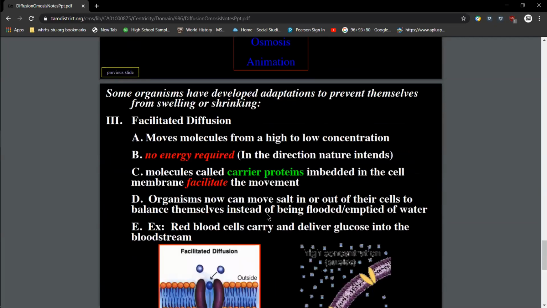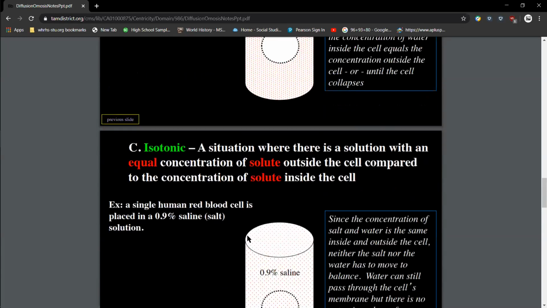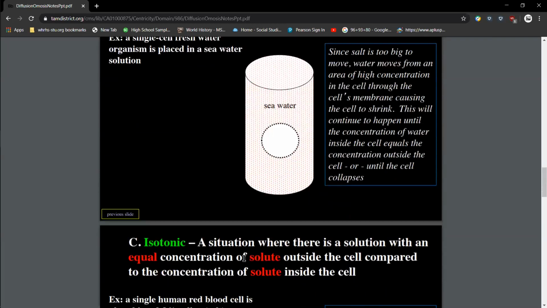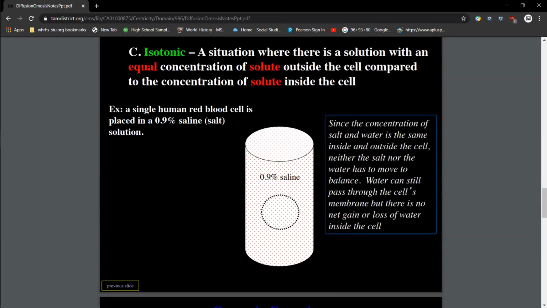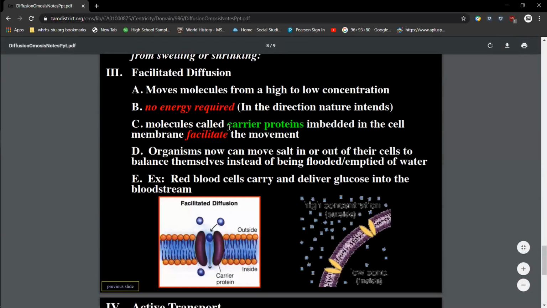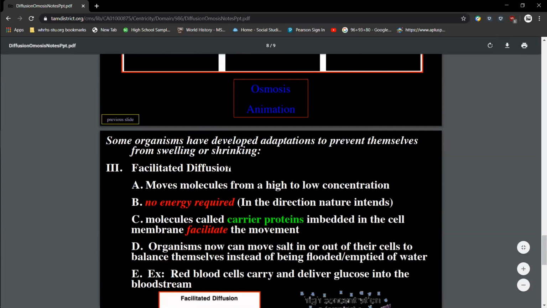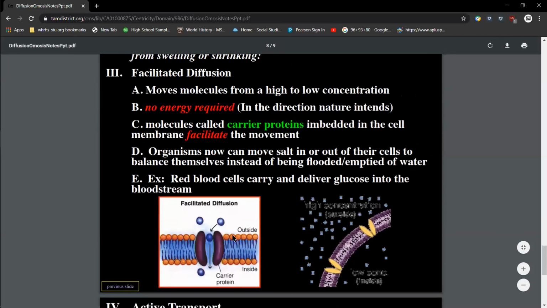Okay, so now let's talk about something called facilitated diffusion. Remember, isotonic, hypertonic, and hypotonic solutions all involve the movement of water, which is osmosis, and they didn't require energy. Facilitated diffusion still doesn't require energy, but it is when molecules move through carrier proteins. You can see here, this is your plasma membrane. These are all the phospholipids, arranged like this in a bilayer.